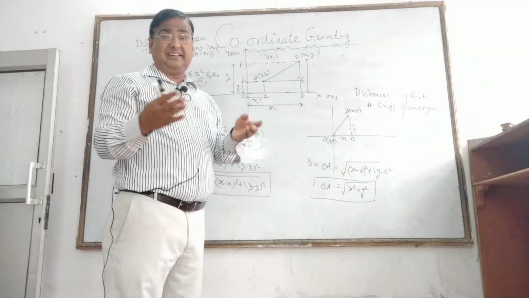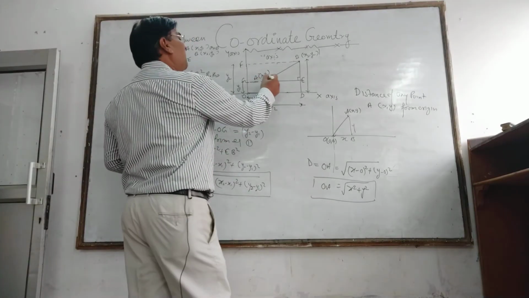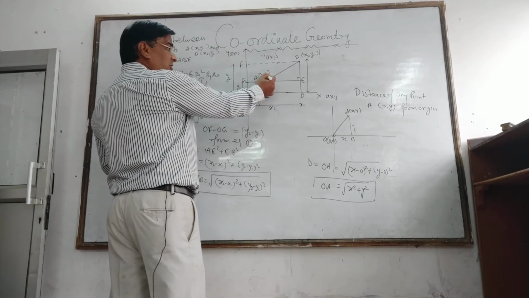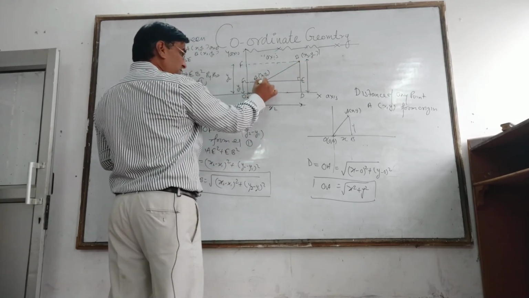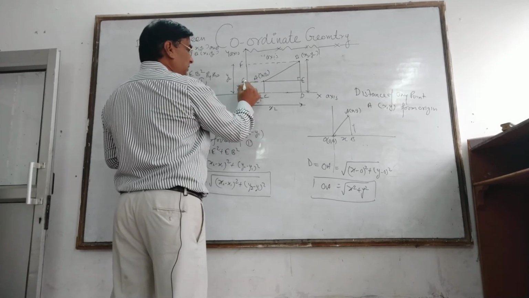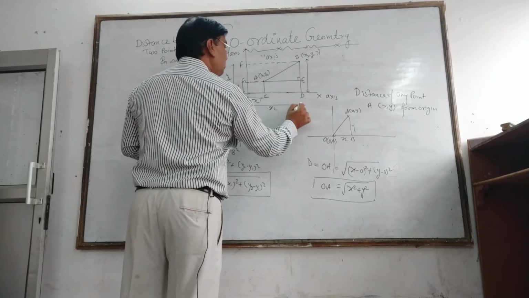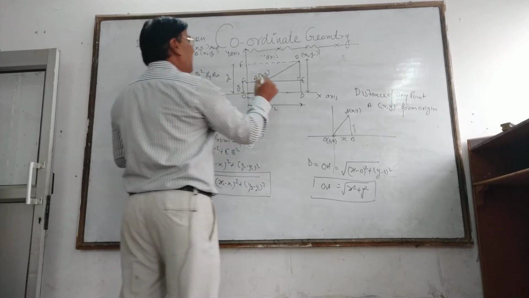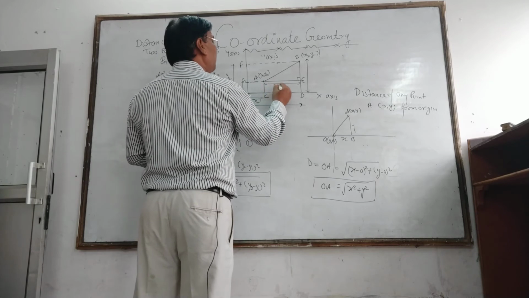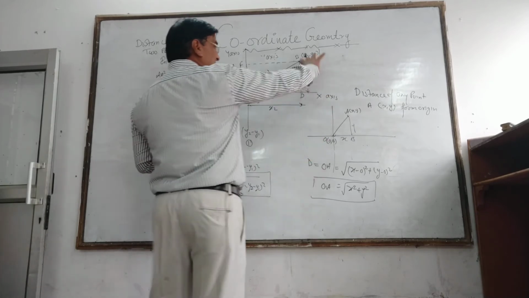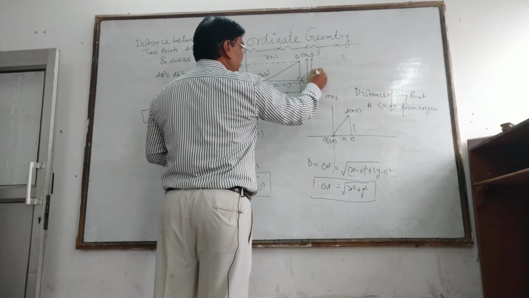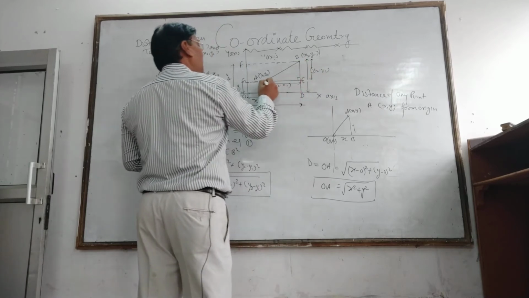Now, if you have to find the distance between 2 points, (x1, y1) and (x2, y2), in the xy plane, look here: A is (x1, y1) and B is (x2, y2). x1 is the x coordinate and y1 is the y coordinate. So x1 will be this much and y1 will be this much. Now x2 will be this much and y2 will be this much. With the help of this, you can find this length, that is x2 minus x1, and this length, that is y2 minus y1.